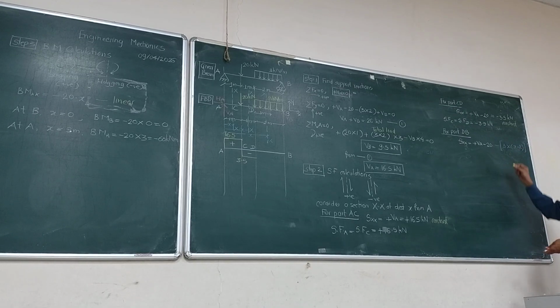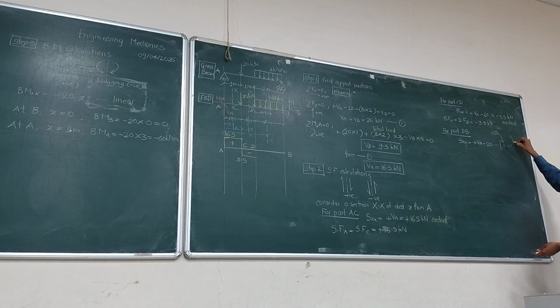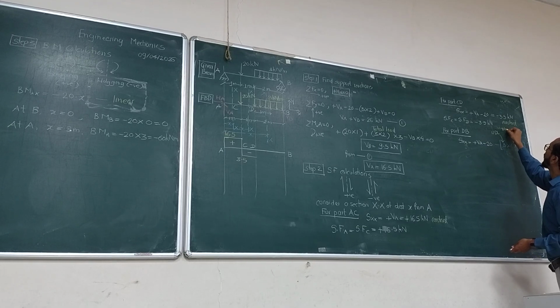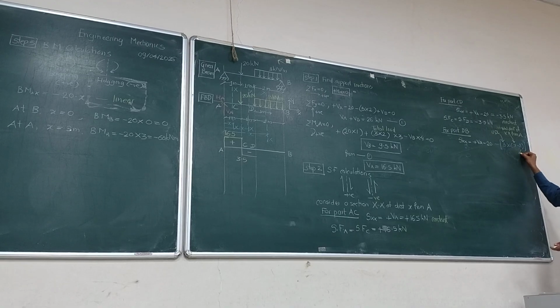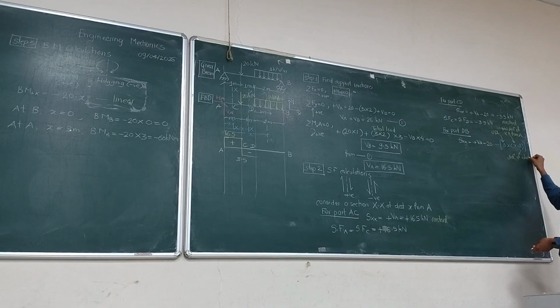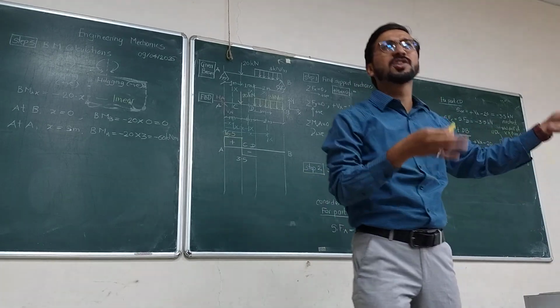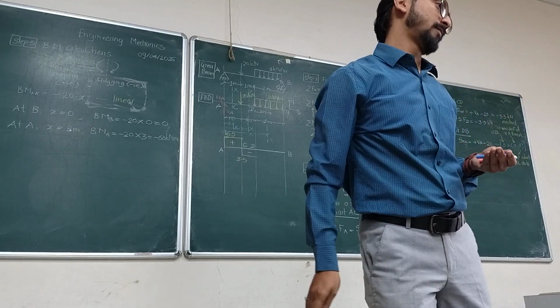I'll write the meaning of all these. What is this 3? Tell me. UDL, yes or no? What is this x? Tell me. Distance. Total distance of XX from A. Yes or no? And what is this 2? Distance at which UDL starts. Very good. This is the description. You can look at the figure, free body diagram, and tell what the distance is.